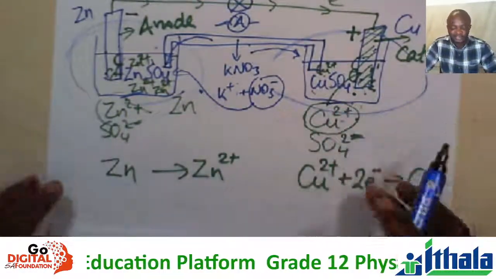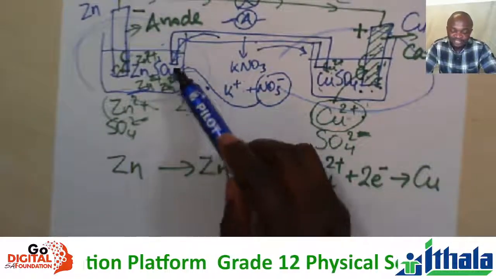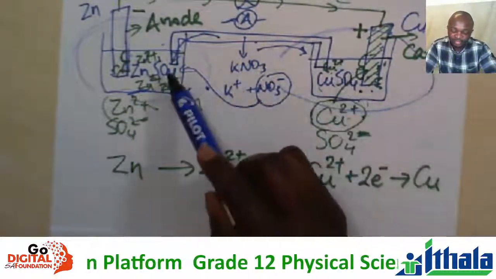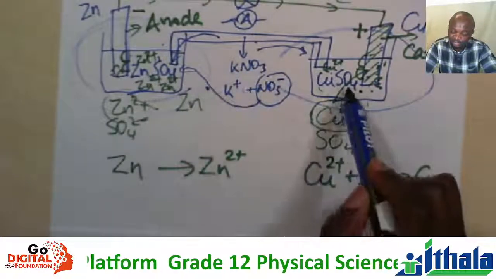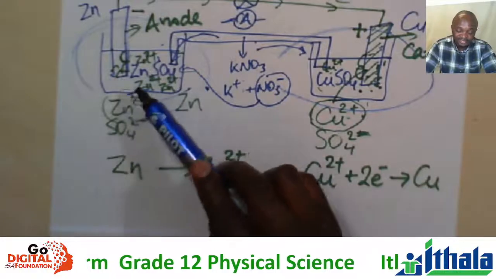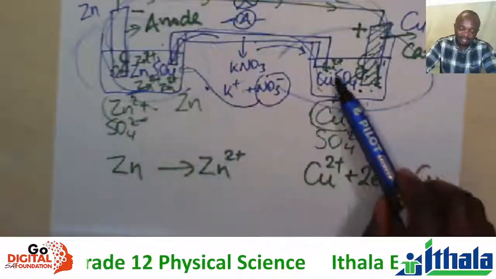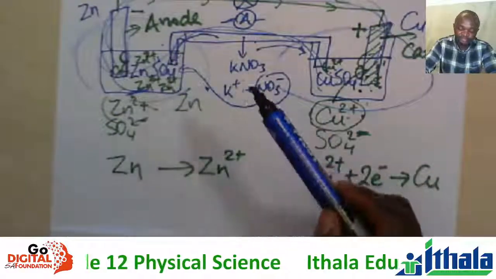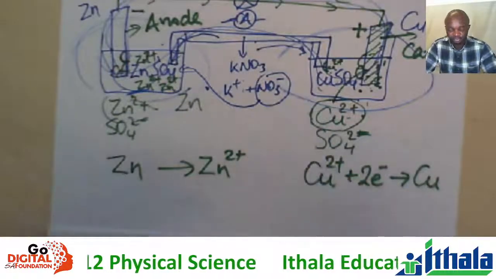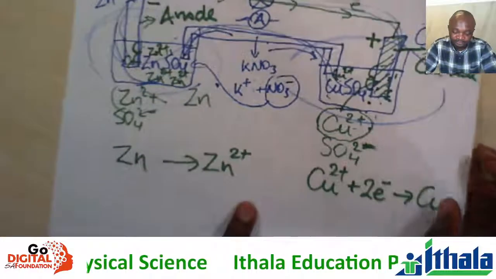So a salt bridge has two main functions: it maintains the neutrality of the solutions, the electrolytes, and secondly, it completes the circuit. Now we have a complete circuit, so you see that current will flow like this, right? So we have a complete circuit. That is for a salt bridge, right?